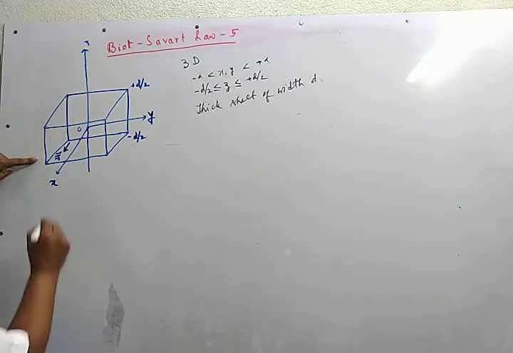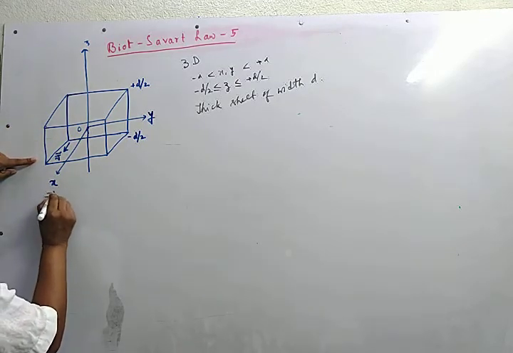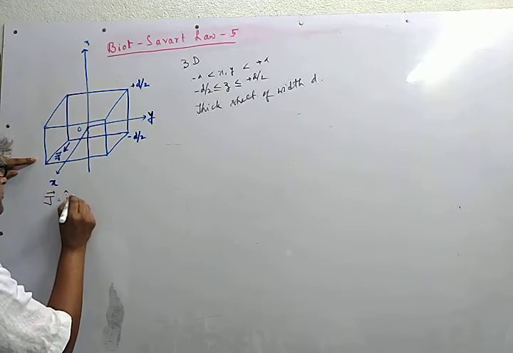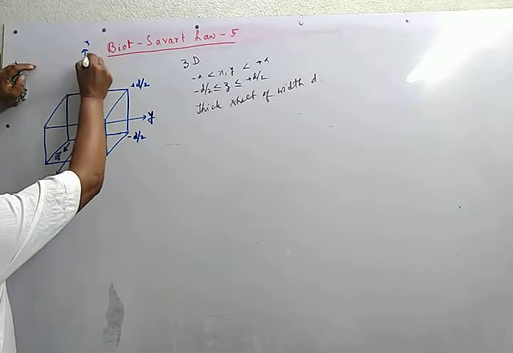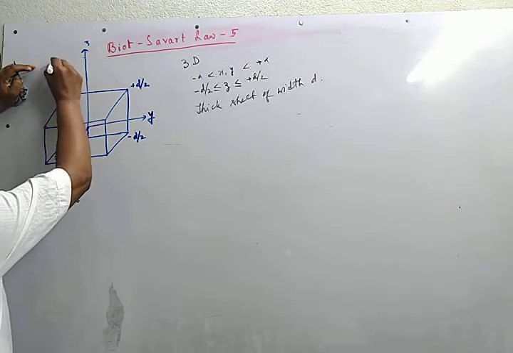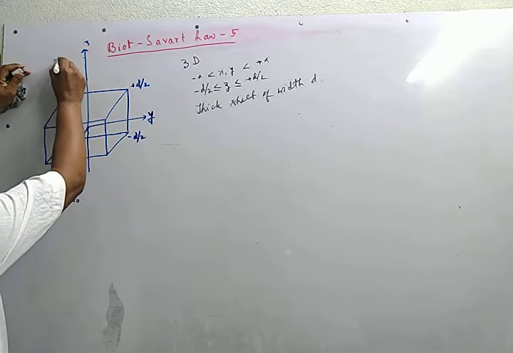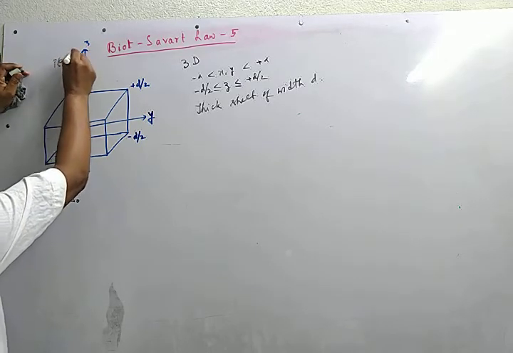So the current density J is a constant, and it is given by i cap J0. Our aim is to find out the field at a point P. Since the sheet extends up to infinity in the x and y directions, we consider the point to lie on the z axis. That is, the point where the field has to be calculated has coordinates 0, 0, z.